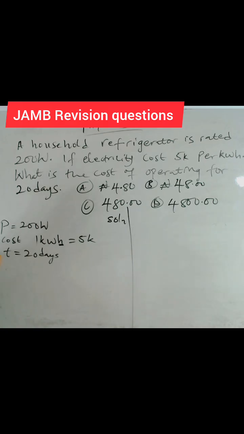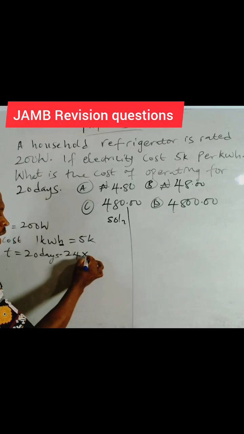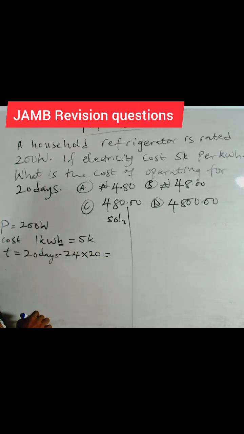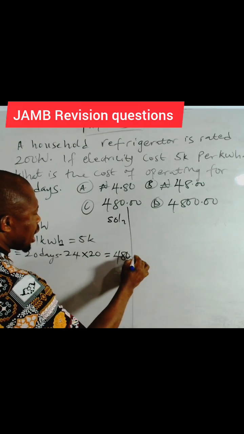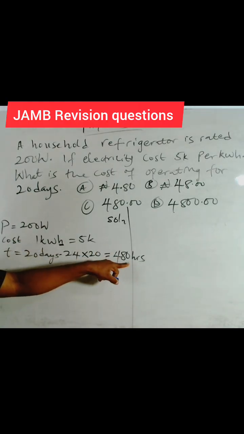How do we convert it to hours? The first question you ask yourself is, how many hours make 1 day? And of course, it is 24 hours that make 1 day. Therefore, the time here is 24 hours multiplied by 20 days, which will give us 480 hours. Now, the time is no longer 20 days, it is 480 hours.